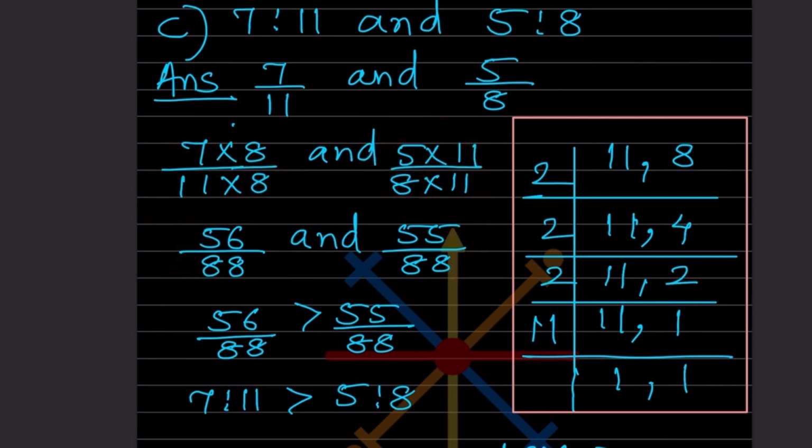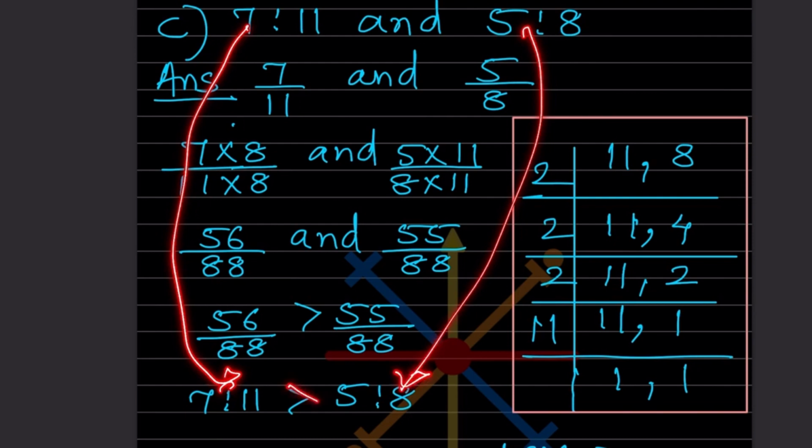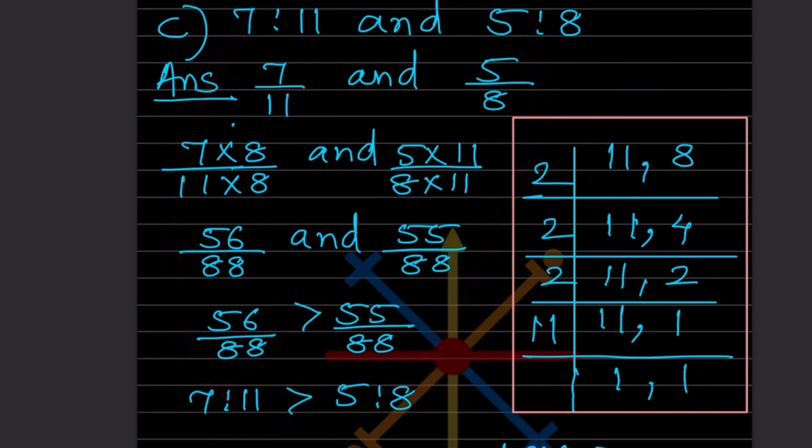So now we'll look at this one, 56 and 55. So 56 is a bigger number, the denominators are same. So you have to open the mouth over here and then you write the final one. In the form of a ratio, the sign remains the same.